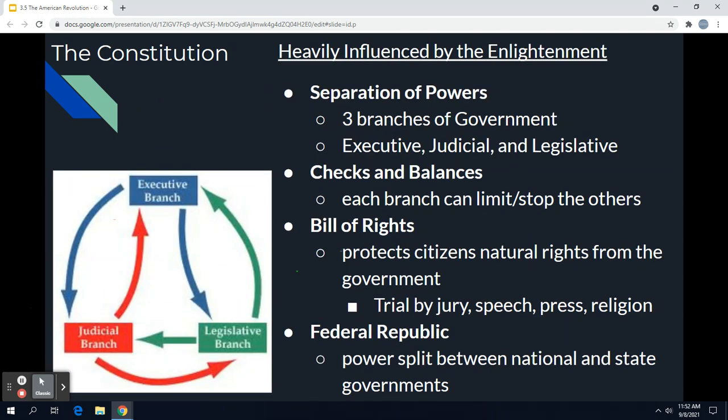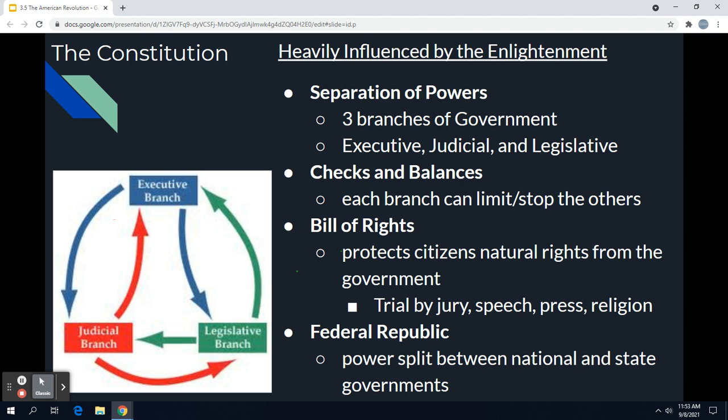So the ways they're influenced by the Enlightenment, especially the Constitution, is first the separation of powers. The United States doesn't give all power to a king. It's broken into three branches of government. Our executive, which we know as our president, our judicial, which we know as our Supreme Court, and our legislative, which we know as our Congress. The executive executes the laws, enforces them. The judicial interprets the laws, and the legislative makes the laws. This makes it so no branch gets too much power, and they all balance each other out.